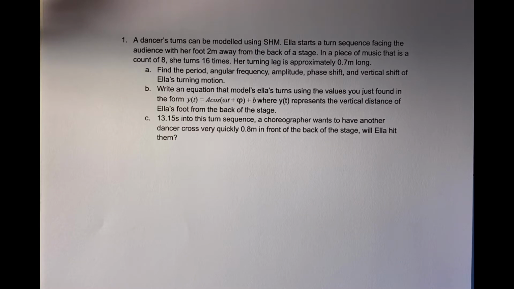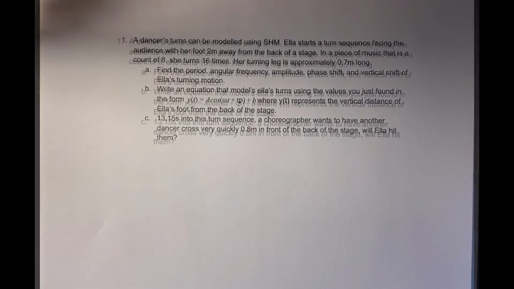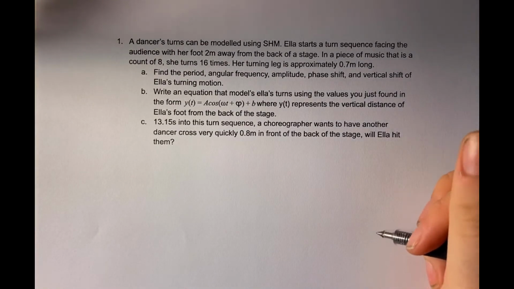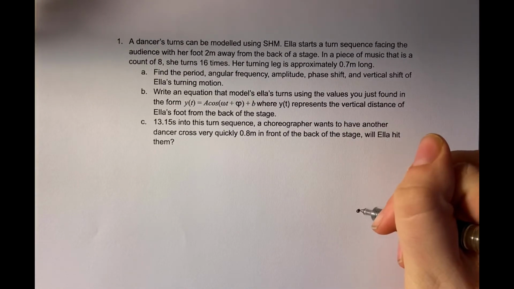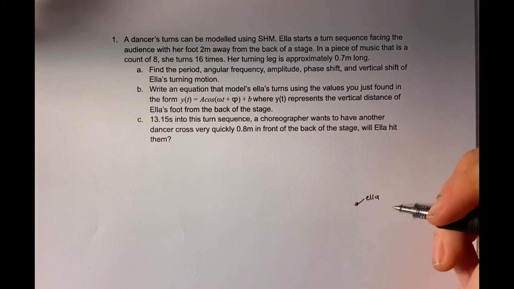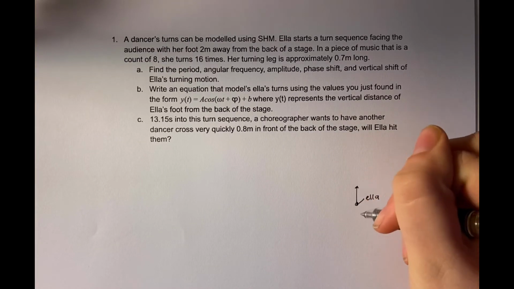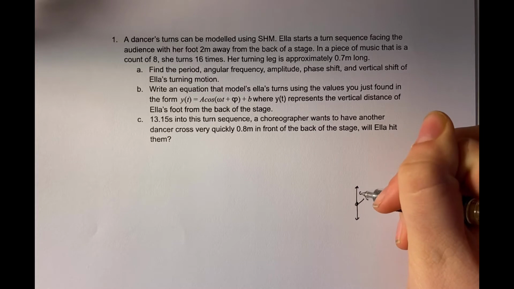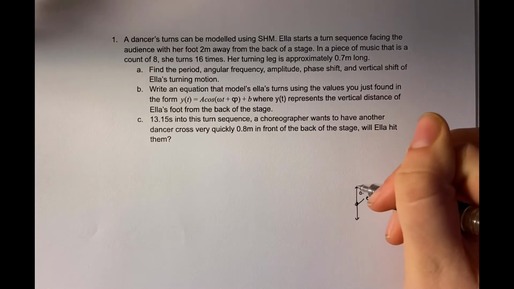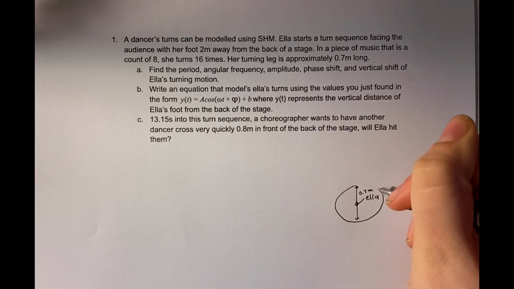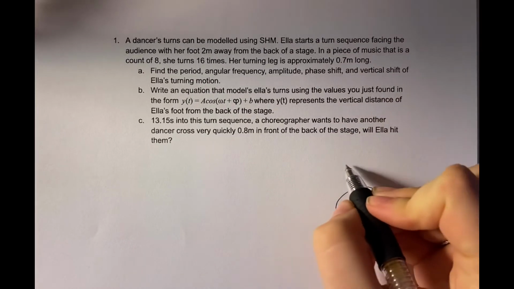In a piece of music that is a count of 8, she turns 16 times. Her turning leg is approximately 0.7 meters long. The first thing we want to do to approach this problem is to draw it out. So Ella's turning, and her legs will both go to the front and the back, but her turning motion will be a circle around these two radii.